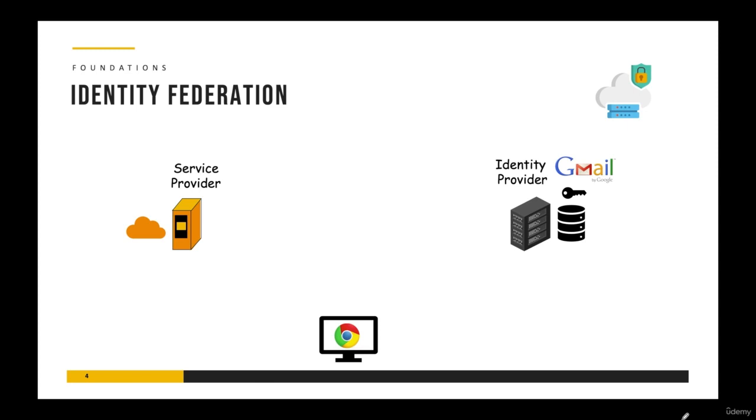Let's see how the Identity Federation flow works. Let's say you have an existing Gmail account and you want to log into a new website. That new website is the service provider. So you want to access a new service and you have an account on Gmail, and since you will be using that account, Gmail would be the identity provider in this example. And the service provider and the identity provider, Gmail in this case, have a trust relationship.